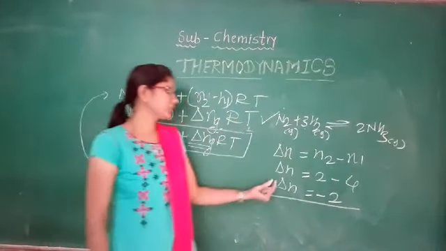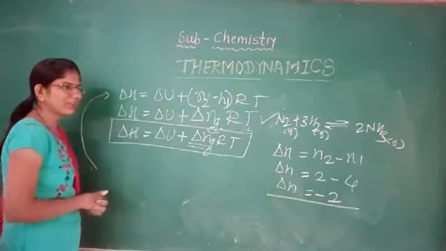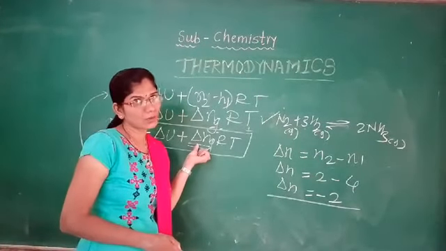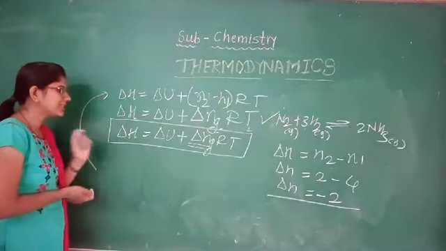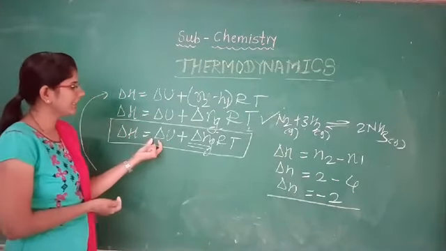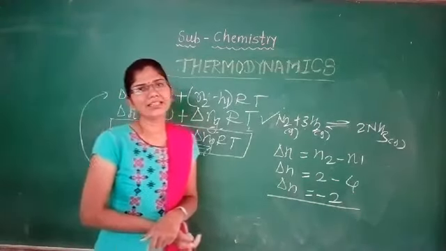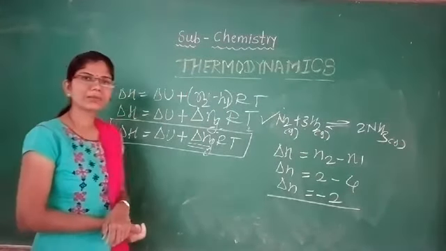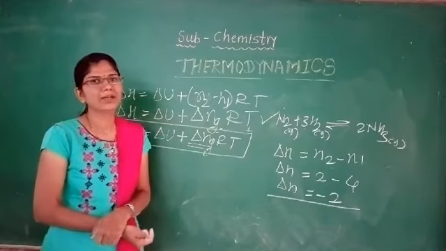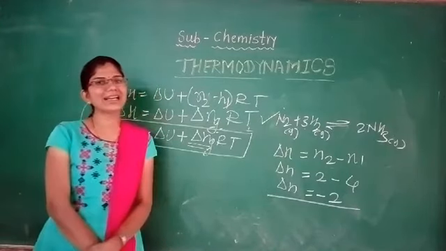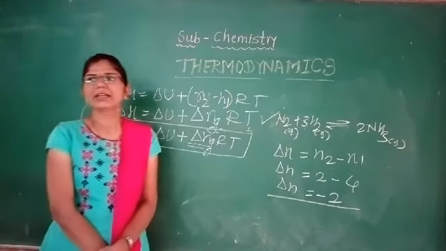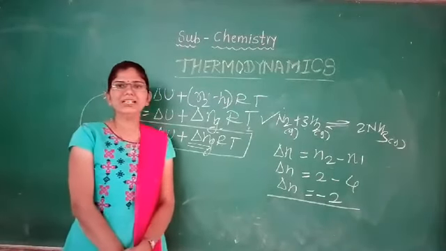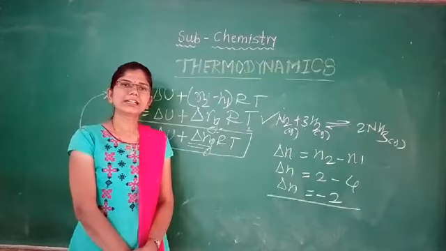This is the calculation of delta N for gaseous reactions only, and this is the relation between delta H and delta U for a gaseous chemical reaction. Sometimes a question may be asked in your board exam: derive the relation between delta H and delta U for a chemical reaction.